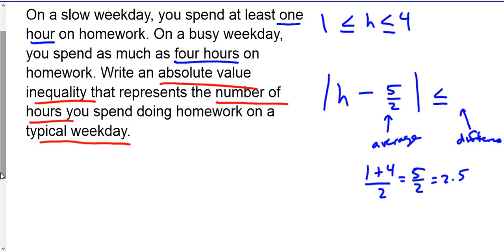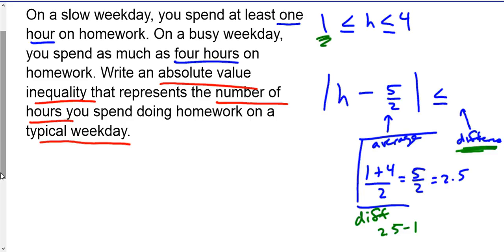Now let's find the difference. So I'll take the 2.5, that's our average, and then I'll take the difference, make that in green. We're going to take 2.5 minus 1. I'll just use the easy one, take the lesser one. The difference between those two is 1.5. And that's where that's going to go. 1.5 is going to go right there, and that's our absolute value inequality.